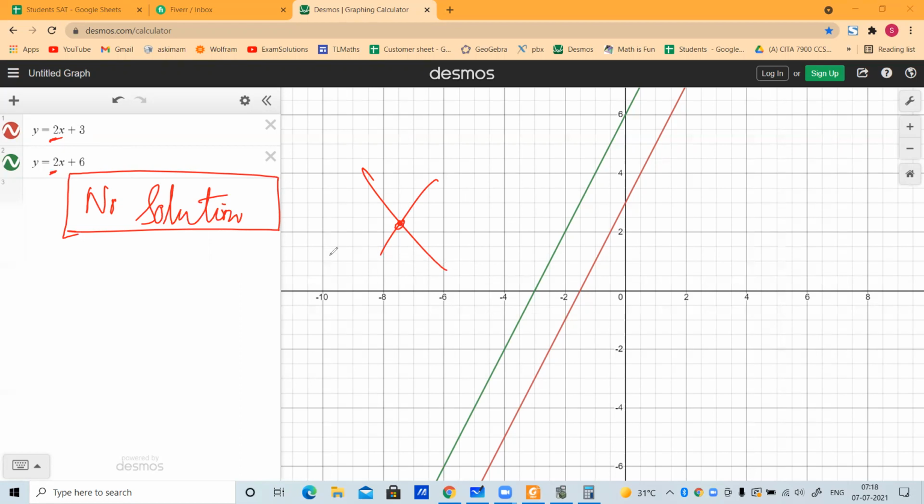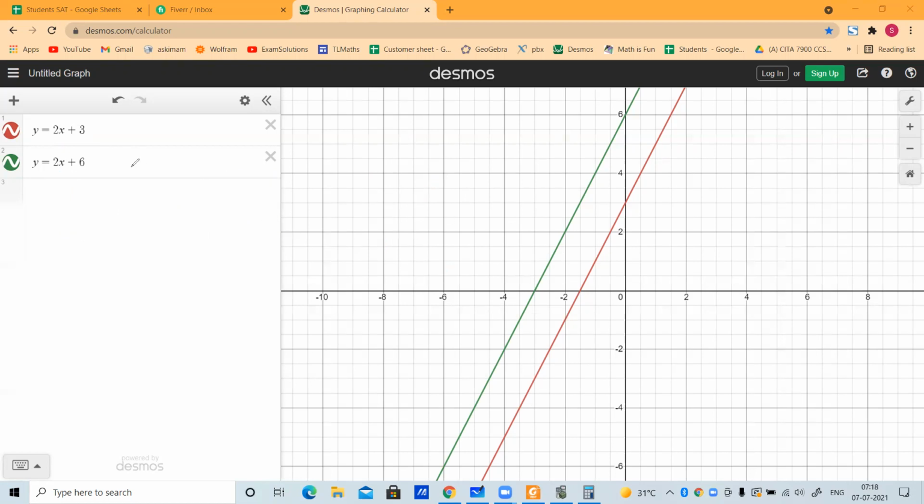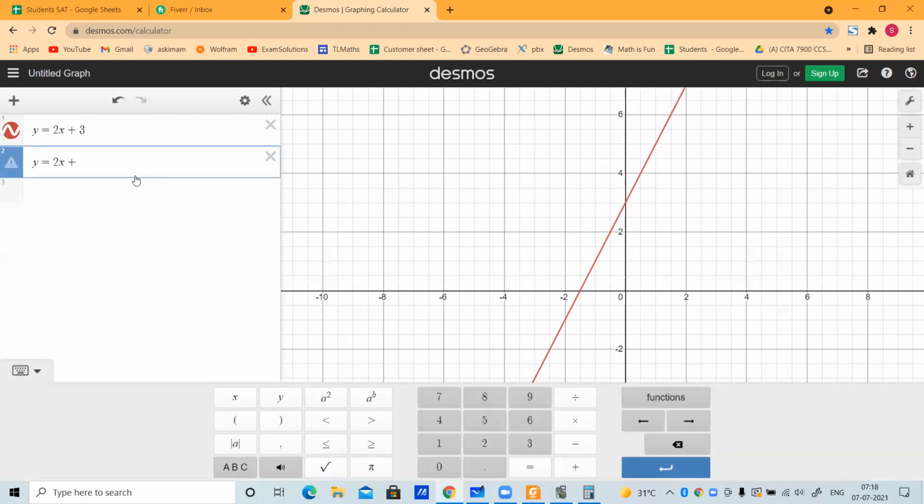And if you're having two lines that are one on each other, like they are coincident, I'll just write it. 2x plus 3 and 2x plus 3. Both the lines are together, exactly on each other. Doesn't that mean they are meeting at every point? Yes. So is that infinite solutions? Exactly, that is infinite solutions. So you have read it somewhere, right?